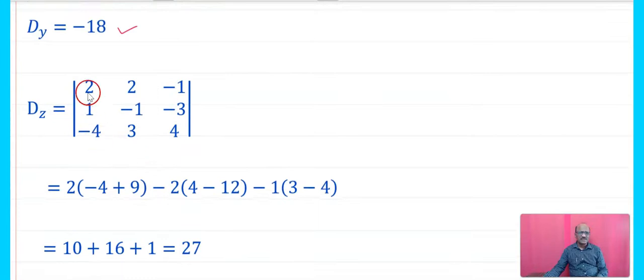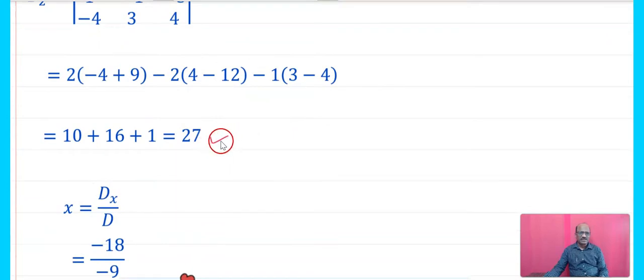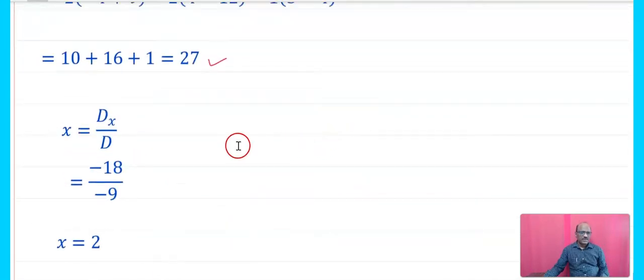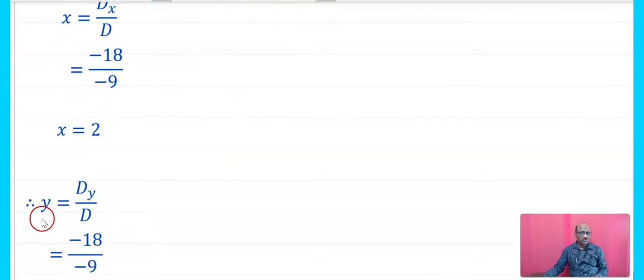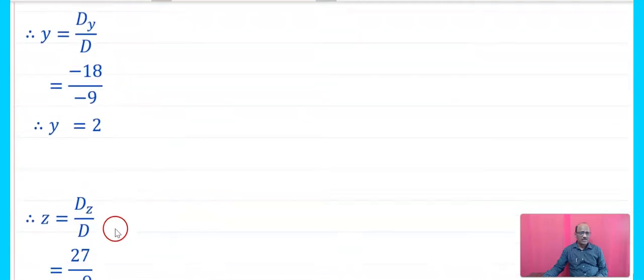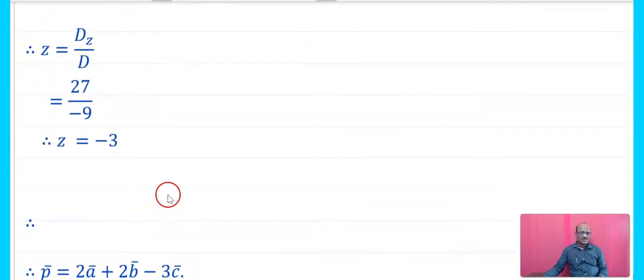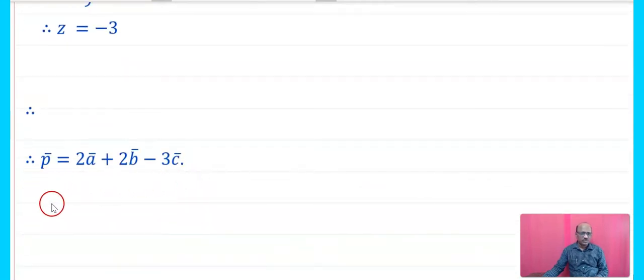And the last is Dz, this is the coefficient of x and y, and these are the constants. If you evaluate, then you will get 27. And hence x is equal to Dx upon D, y is equal to Dy upon D. That is x is equal to, here Dx is minus 18 upon minus 9, then x is equal to 2. y is Dy upon D, minus 18 upon minus 9. Okay, and that's why the value of y is 2, and Dz is 27 upon minus 9, and that is again minus 3, and therefore P bar is equal to 2A bar plus 2B bar minus 3C bar.